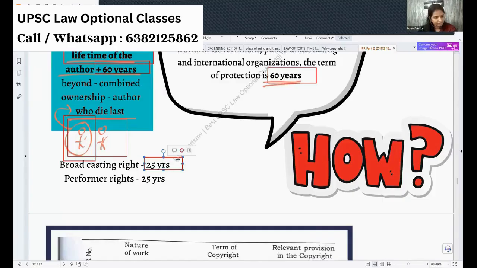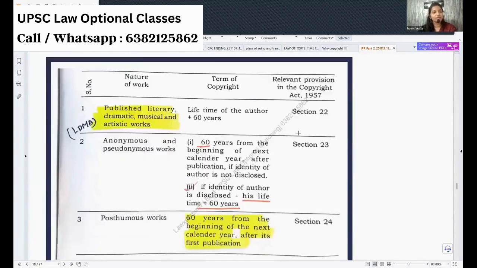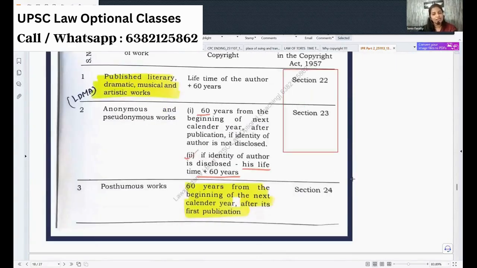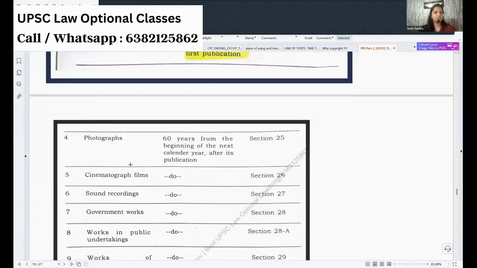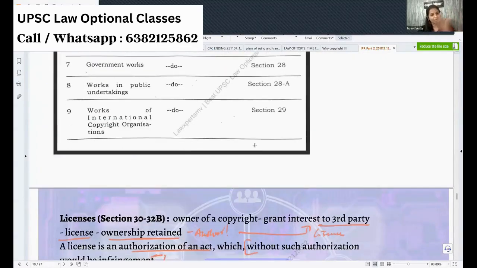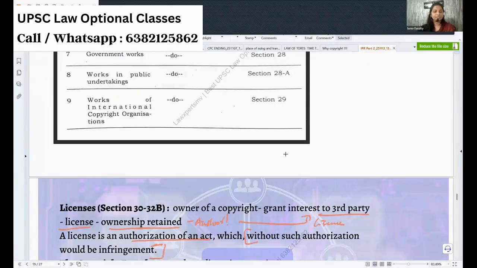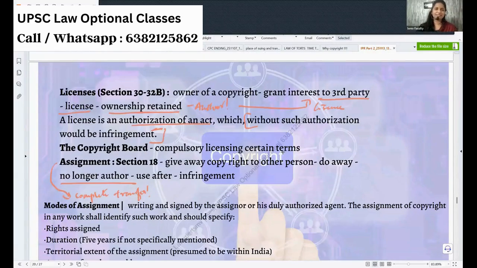Performance right, it is for 25 years. So whatever I told you is given here along with the section. So quote the section and talk about what type of work and then how many years it is protected. So posthumous work, everything that I have told is given along with the section. Do take notes after the class. Now, it is all protected.